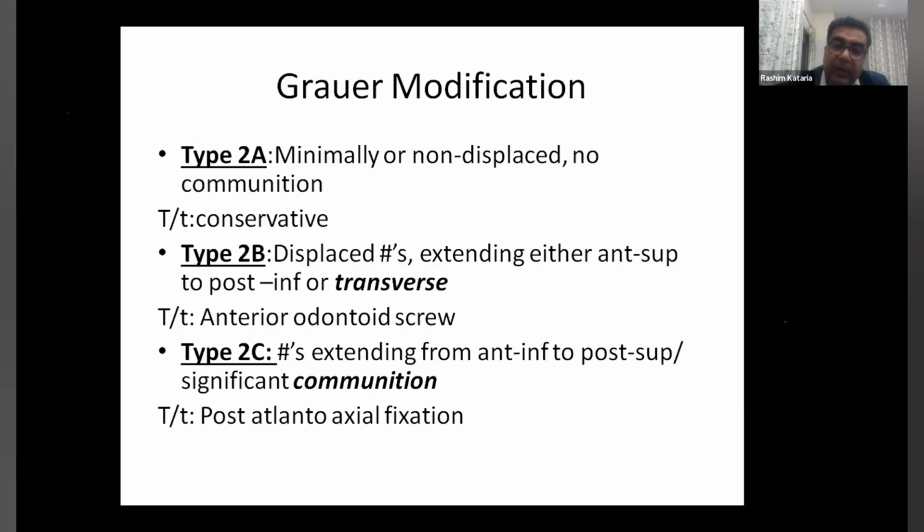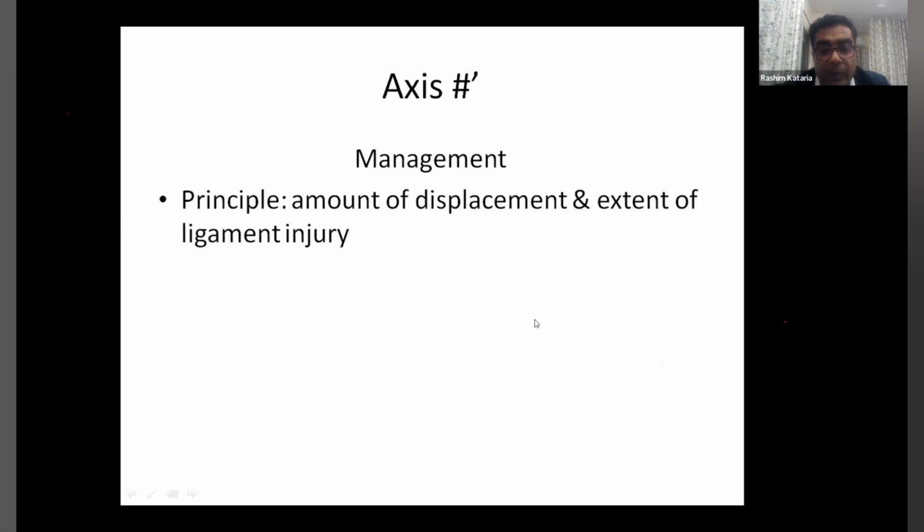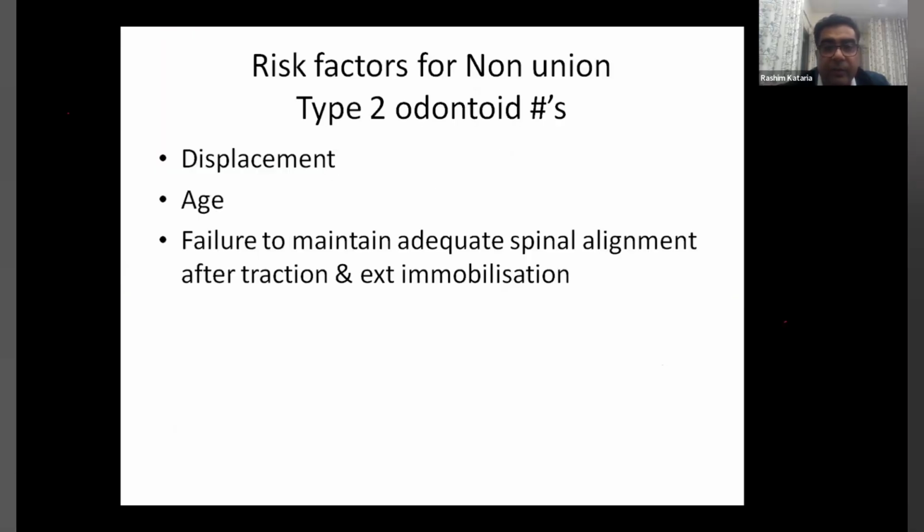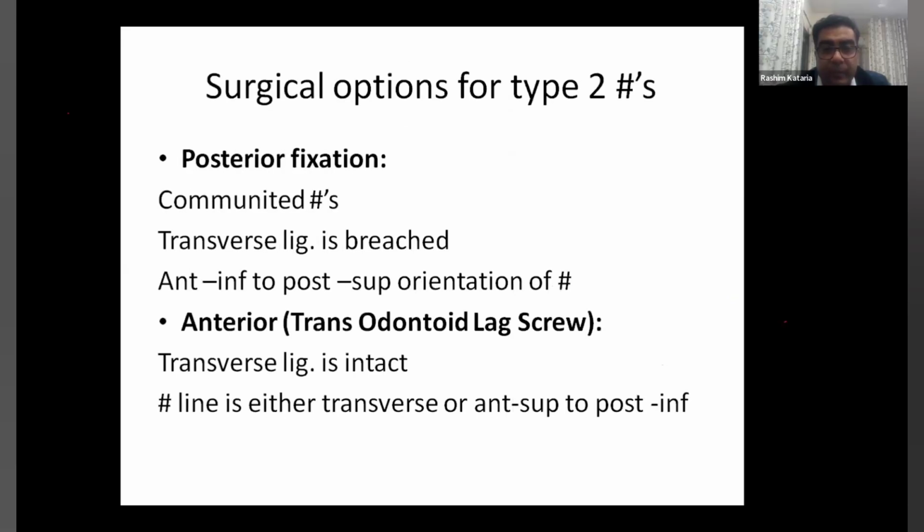When the fracture line extends from anterior superior to posterior inferior, it is type 2A, and when it extends from anterior inferior to posterior superior, it is type 2C. So the management principle is that the amount of displacement and the extent of ligament injury decide how the patient is to be managed. Posterior fixation is done when the fracture is comminuted, when the transverse ligament is breached, and when the line is anterior inferior to posterior superior.